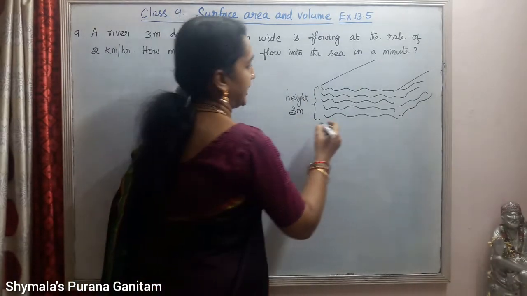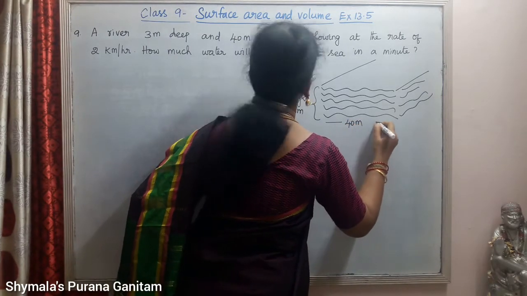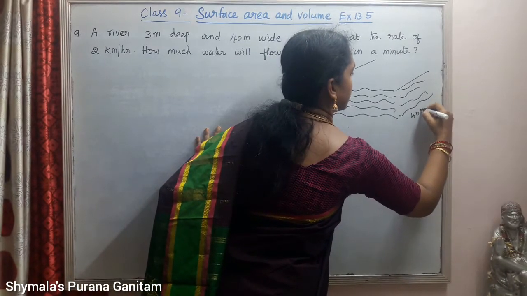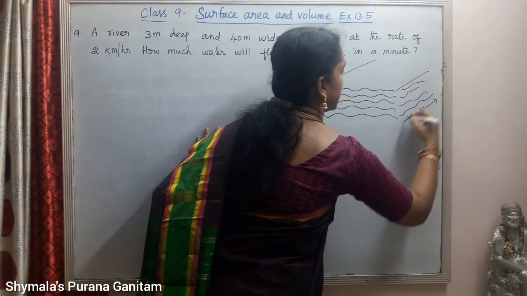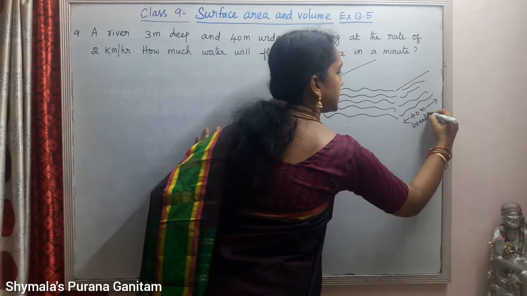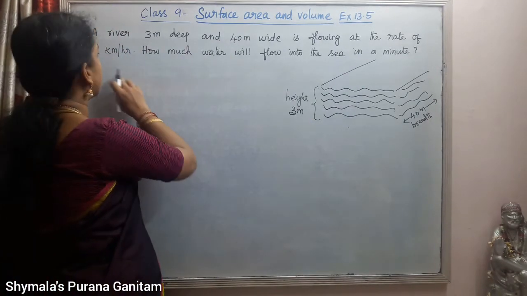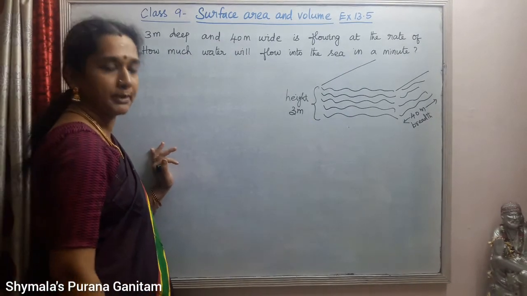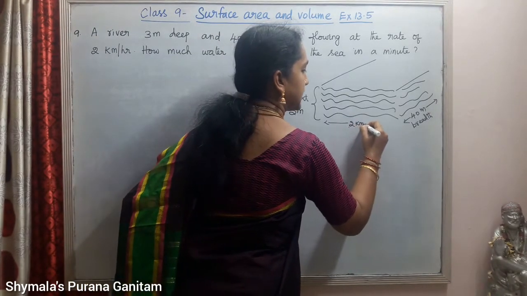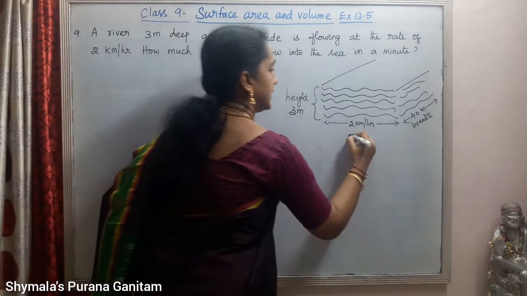40 meter wide. So, width is given as 40 meter. Width of the river, width is nothing but the breadth, is given as 40 meter. Then it is flowing at a rate of 2 kilometer per hour. So that 2 kilometer per hour we have to take as the length.